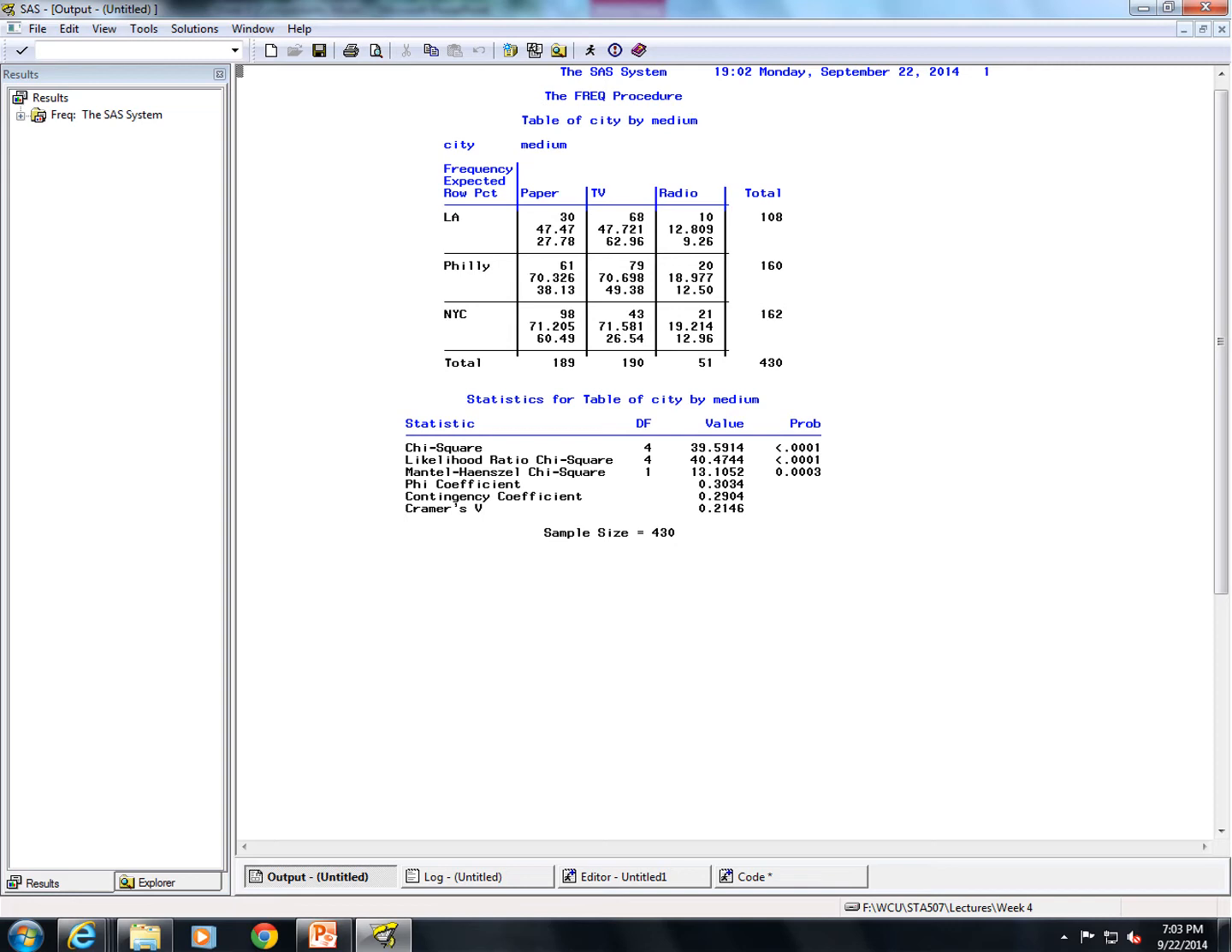I'll ask some questions in further slides, but we can see the chi-square test statistic, 4 degrees of freedom. That's because our table is 3 by 3, so the degrees of freedom are 3 minus 1, which is 2, times 3 minus 1, which is also 2. 2 times 2 is 4. Our test statistic is 39.5914. That's our Pearson's. The p-value associated with that is very, very, very small, less than 0.0001. It means that there is a relationship, there is a difference in the media found most credible between at least two of these cities.